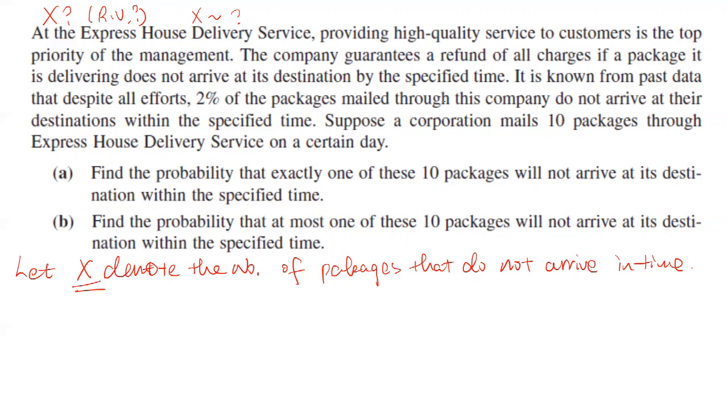In each trial, there are only two possible outcomes. That is, arrive in time and not arrive in time. And the probability of not arriving in time is always 2%, right? So X here is actually a binomial experiment. Okay. According to this analysis, you should be able to solve this question now. I'll leave you 5 minutes to solve it, okay?